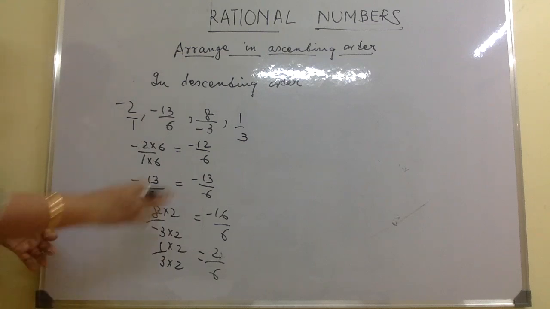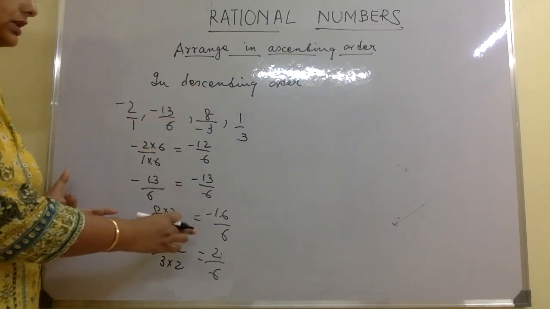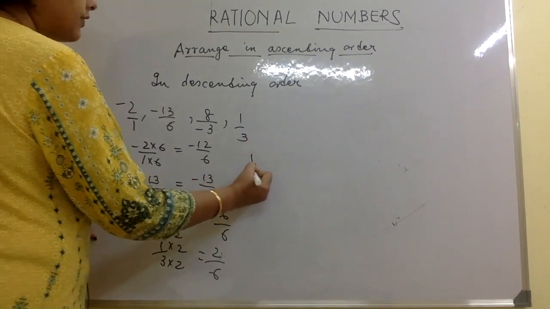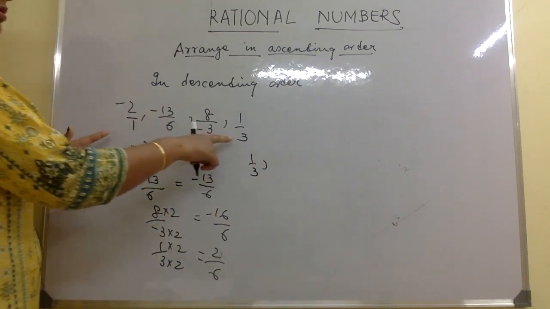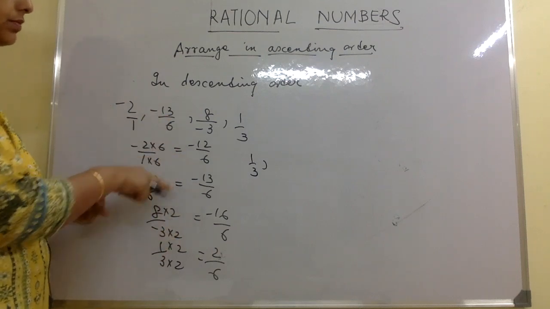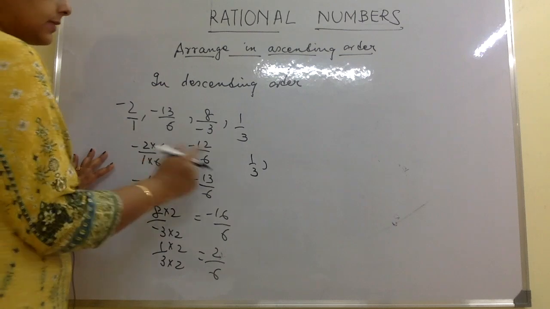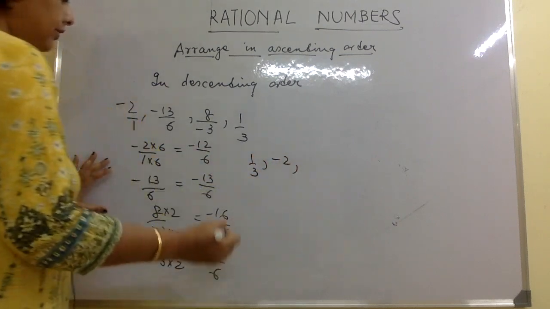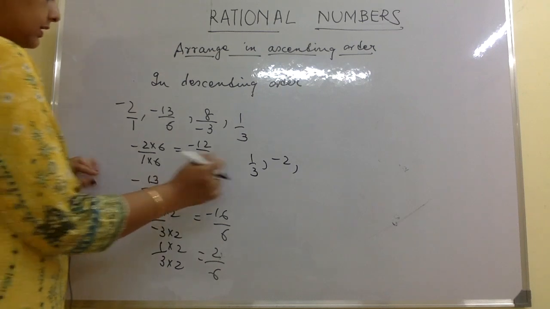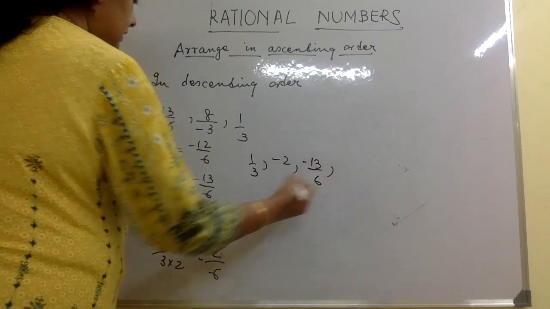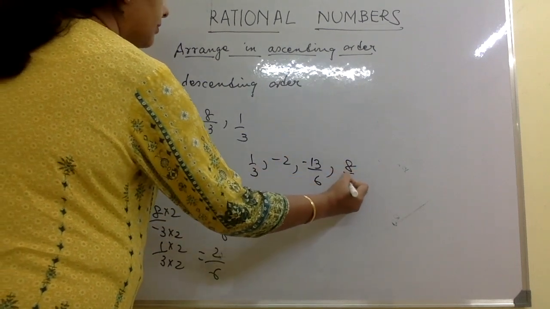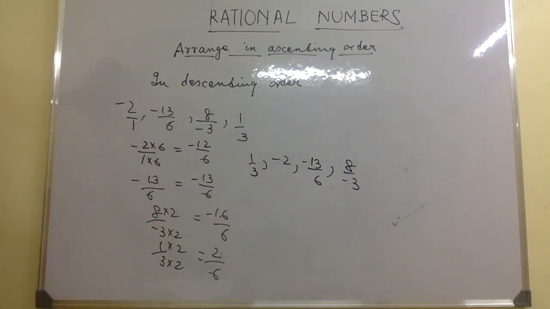Note one thing, that one of them is positive here. So this automatically becomes the biggest one, and we are writing in descending order. So the first one is definitely 1 by 3. Be very careful. Rest all are negative. In the negatives, we'll look for the biggest one now, that means the smallest numerator, and that is minus 2. Then we look for the next one, minus 13 by 6, and then the next one, 8 by minus 3. So we have done it in descending order, right?